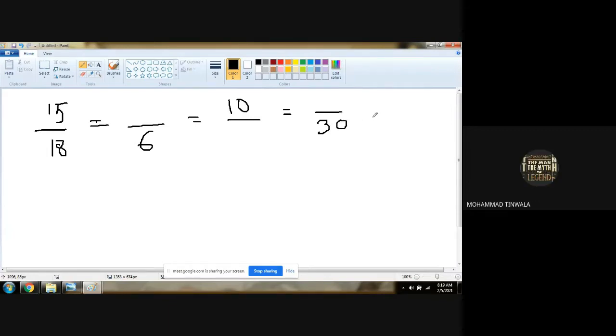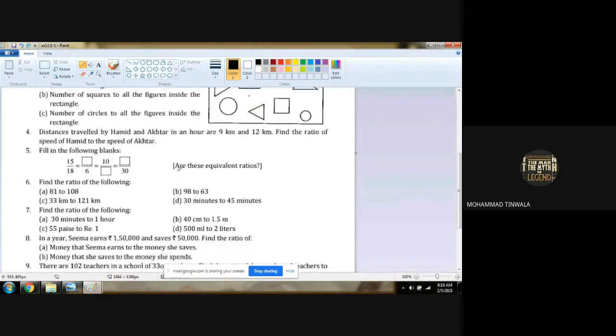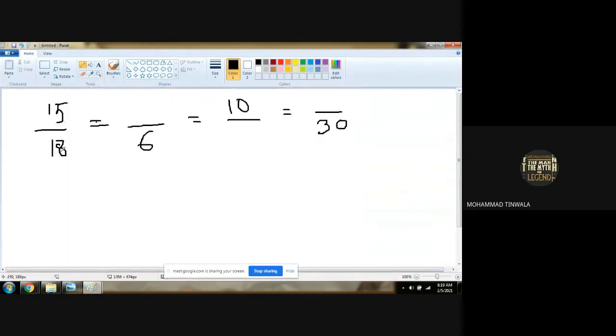Now, how to go through with this kind of thing? Are these equivalent ratios? That's what the question is. Are the given things equivalent fractions or not?